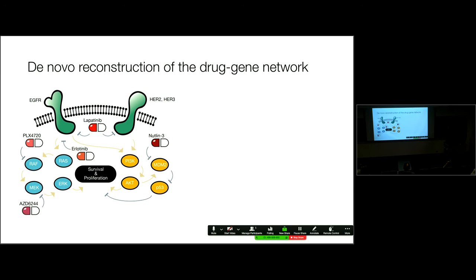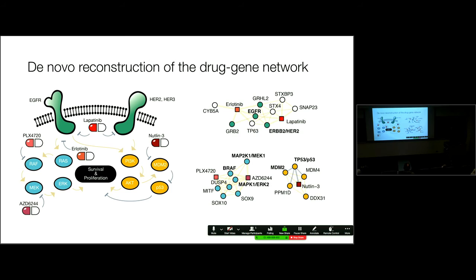Here's a more ambitious example of taking some known cancer pathways with multiple diverse drugs. Here's the TP53 PI3K pathway. Here's MAP kinase signaling, and here's some ERBB surface receptor signaling pathways. I asked a question: if I took the gene profiles that are most correlated with drug sensitivity profiles, would I be able to reconstruct this drug gene network?